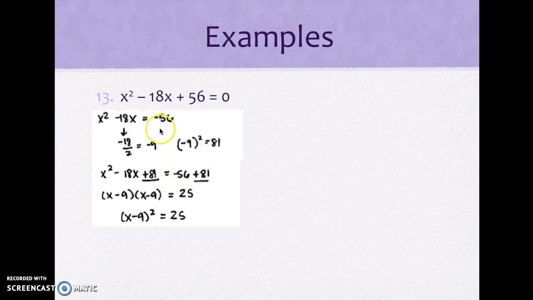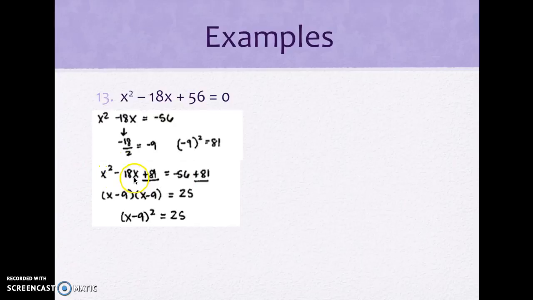Now remember, whatever we do to one side of the equation, we've got to do to the other side of the equation too. So that's why we're adding 81 to both sides. So on the left-hand side, we have x squared minus 18x plus 81. We notice that we're trying to factor this, and we notice that 81 is a perfect square.